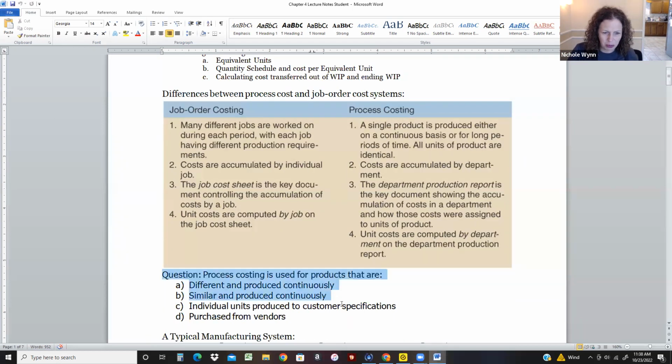And then this is a multiple choice question. And so it says process costing is used for products that are. So go ahead and read this and see if you can come up with the answer. Hit pause.